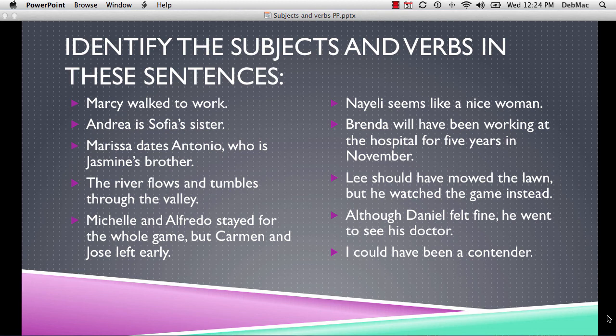Now that's just a really quick review of subjects and verbs, and you probably knew all of this stuff already, but I just wanted to go through it very quickly for you so that we can move on to working on identifying phrases and clauses, and then into working with sentence fragments, run-ons, and comma splices.